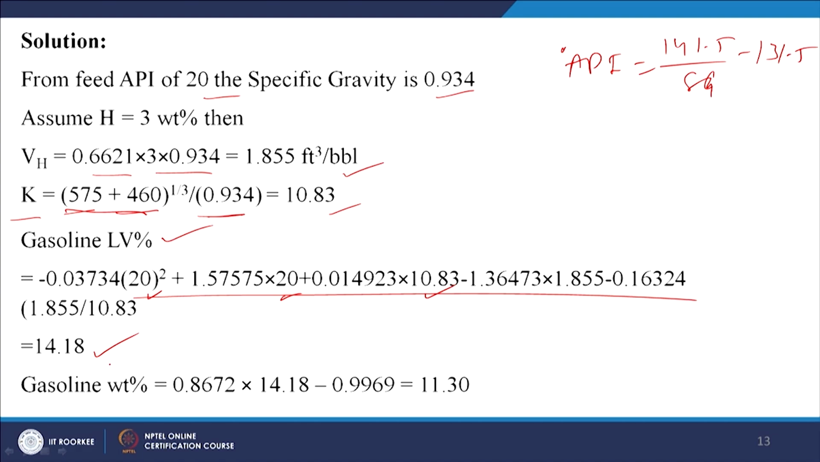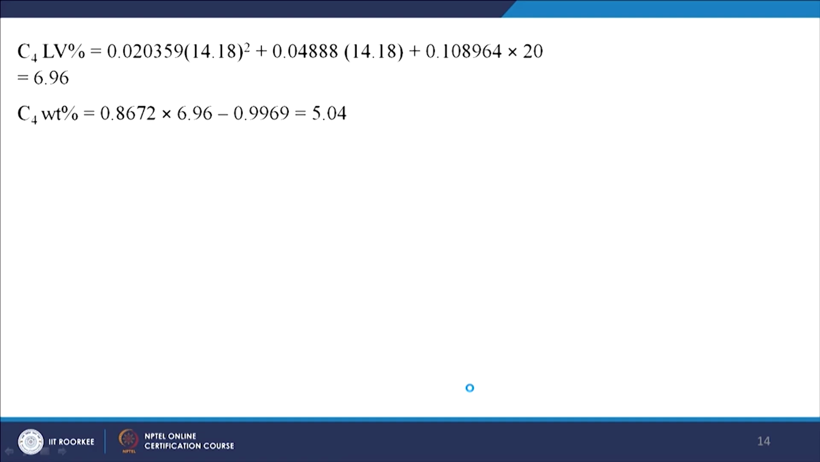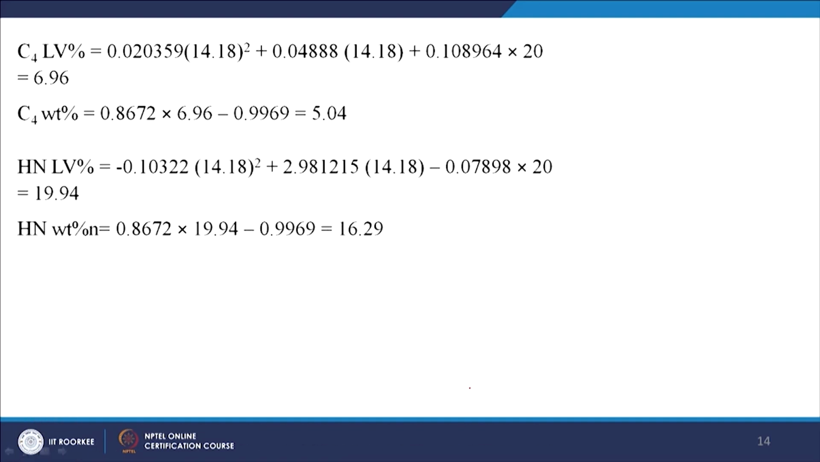And gasoline weight percent equals how much? We put in the relationship given to convert volume percent to weight percent: 0.8672 into 14.14, where 14.14 is the liquid volume percent, minus 0.9969. So, it is coming to 11.30%.